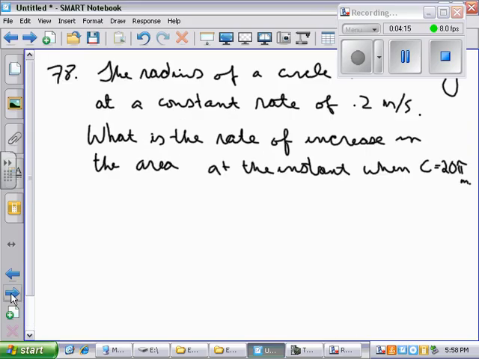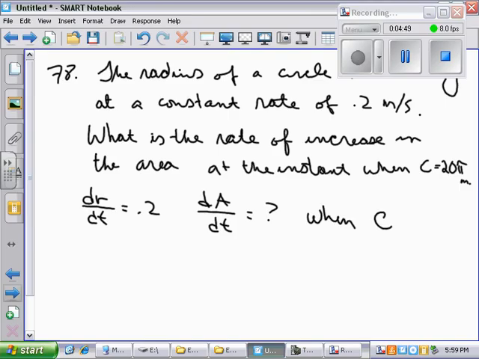78. A lot of words. The radius of a circle is increasing at a constant rate of 0.2 meters per second. Can you translate that into symbols? What is that saying? The radius of a circle is increasing: dr/dt equals 0.2 meters per second. Good. What is the rate of increase in the area of the circle? So what are they asking me for? What is dA/dt at the instant when the circumference is 20 pi meters? So when the circumference equals 20 pi.